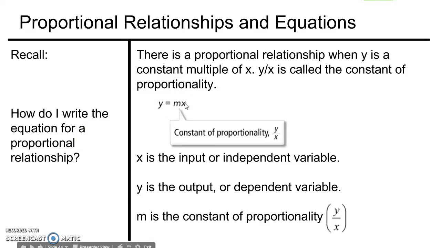Now, it's not the same thing as slope-intercept form, which we discussed a while back, y equals mx plus b. What is the plus b going to be for this? It has to be 0. Guess why it has to be 0? Because with a proportional relationship, it has to pass through the origin (0, 0). That plus b, the y-intercept, can't be anything other than 0, or it's not a proportional relationship.